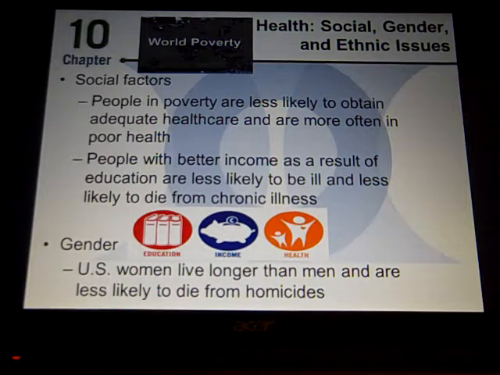People with better incomes as a result of education are less likely to be ill and less likely to die from chronic diseases. Gender. Women, not just in the U.S., but virtually everywhere in the world, live longer than men, and U.S. women are less likely to die from homicides. A lot of this we could explain in terms of culture or cultural reasons.